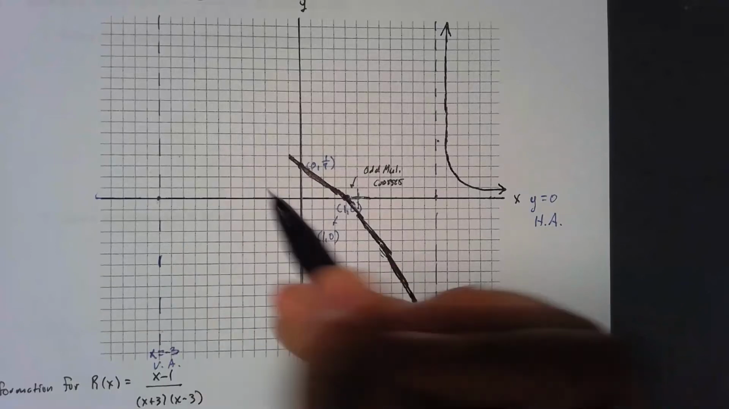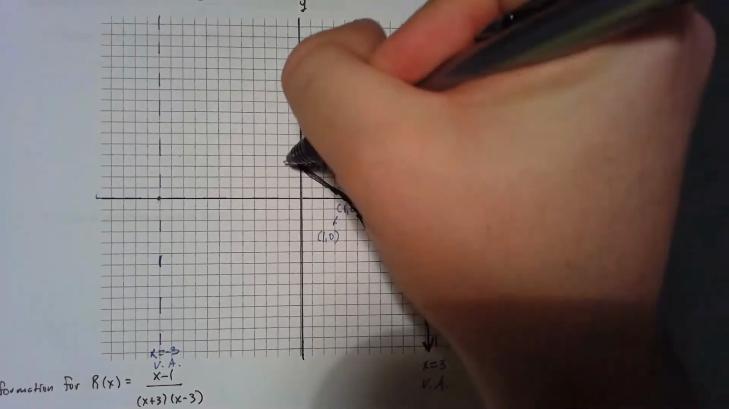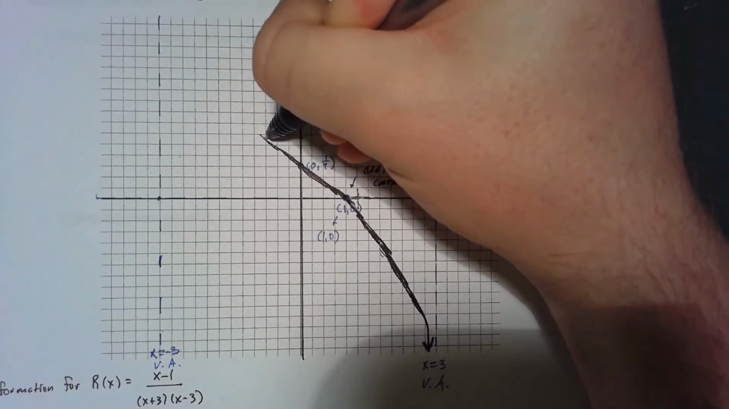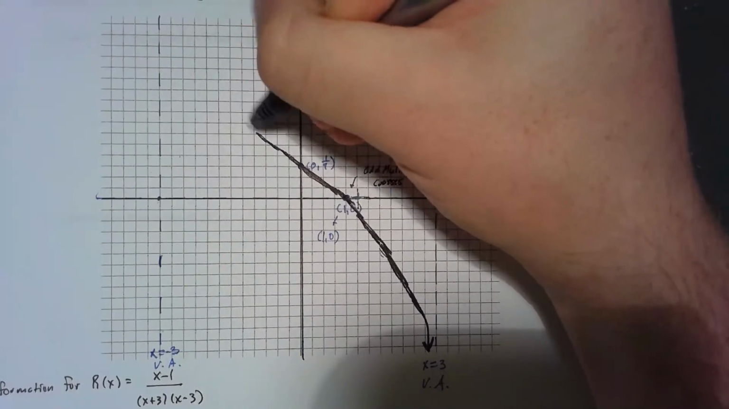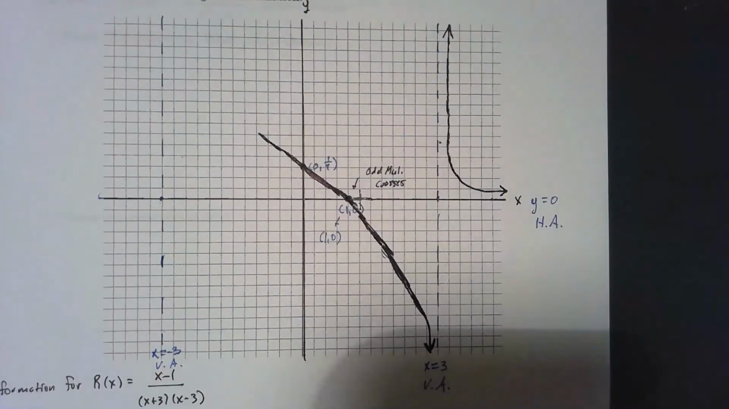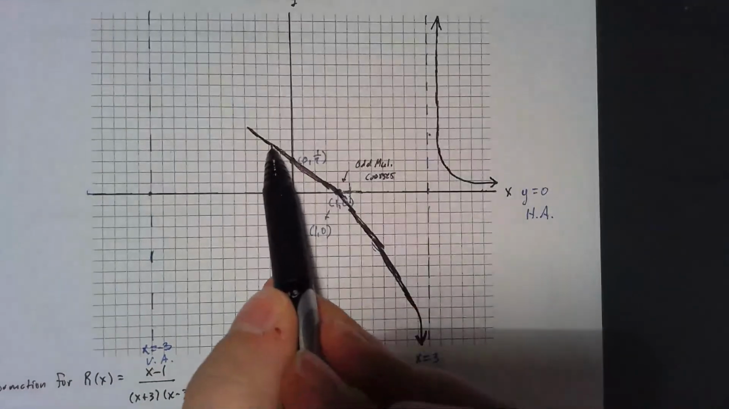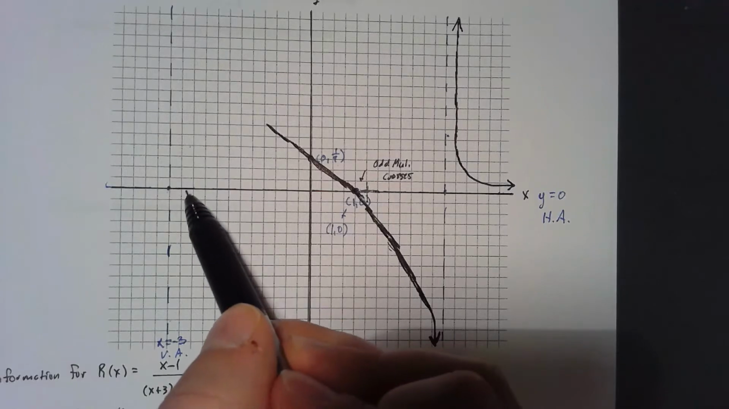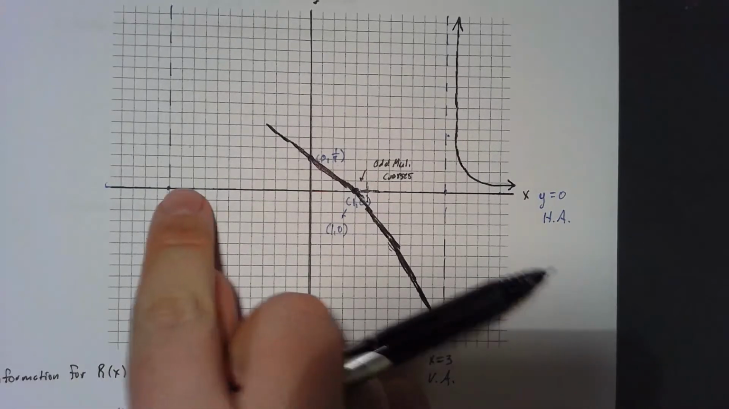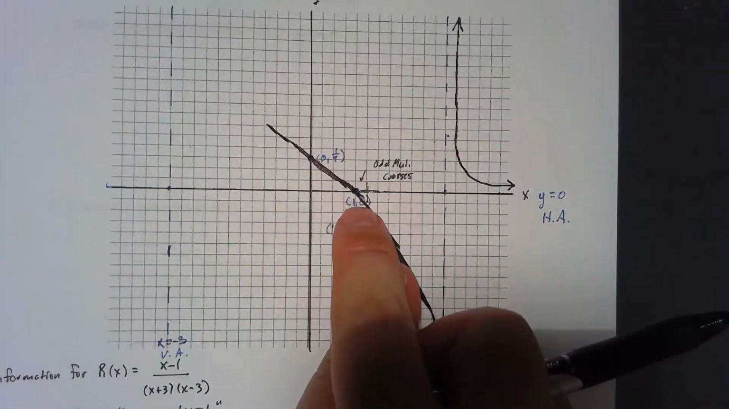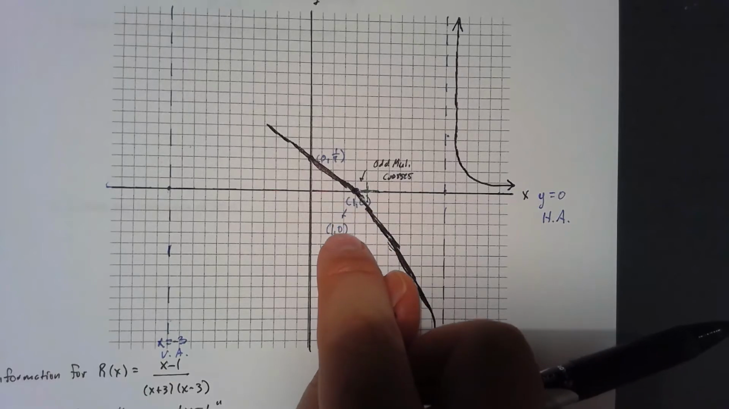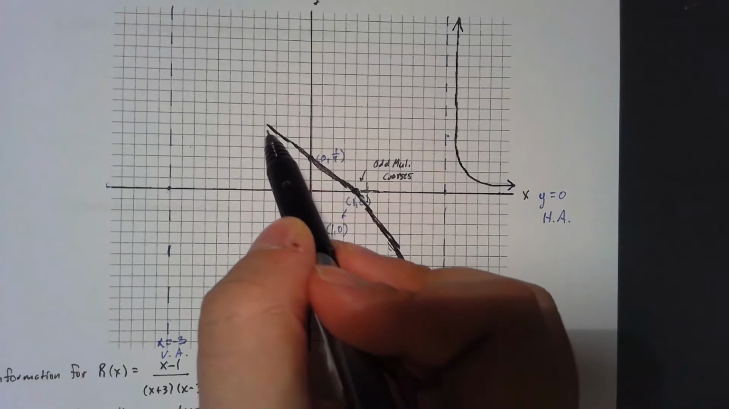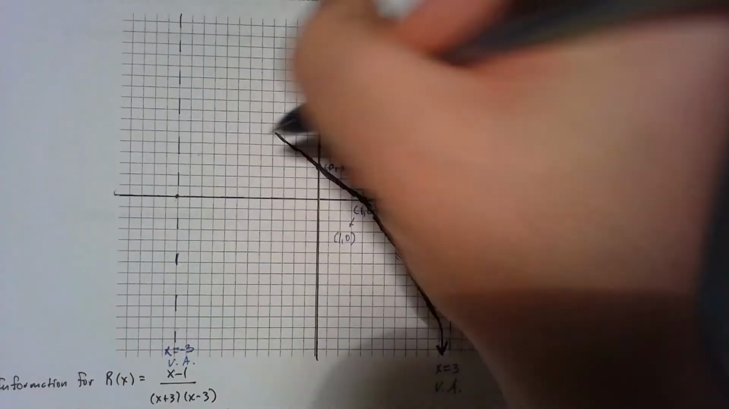Now let's go to the left here and see what it does. So my graph keeps going out like this. How do I know it's going up and not down? Because if it were to go down, what would it have to do? If it goes down, it would have to cross the horizontal asymptote. But it can't do that because I already said it crosses the horizontal asymptote in one location, (1, 0). So I know by the process of elimination, it must go up.